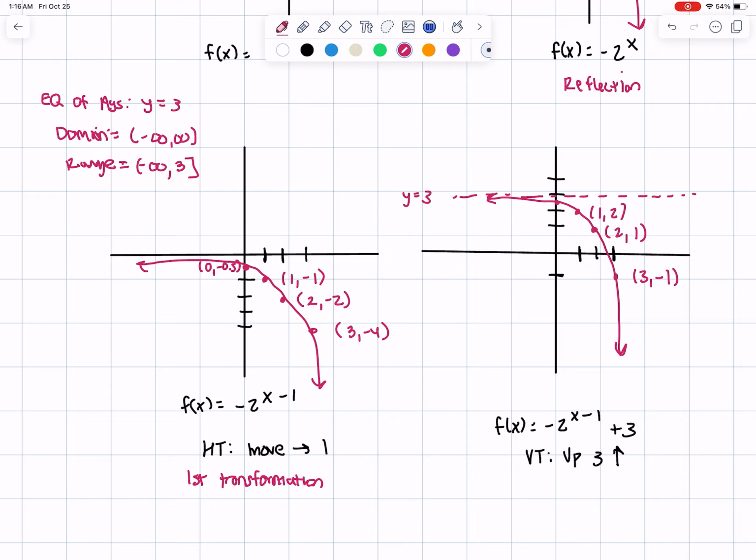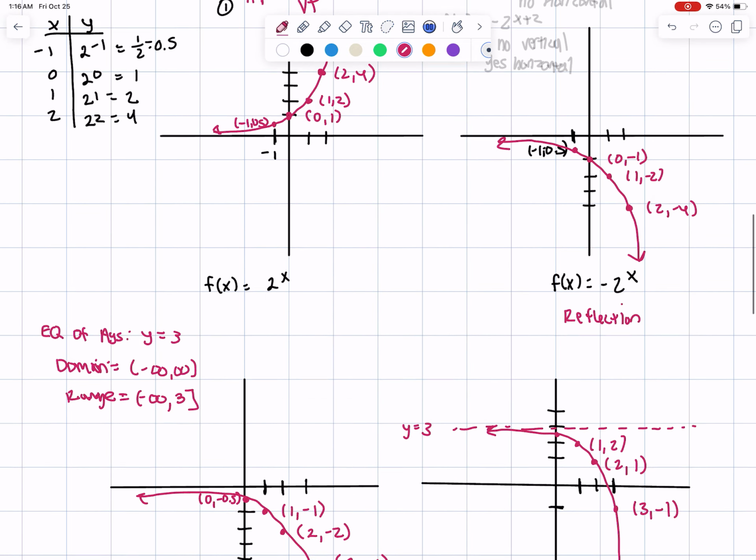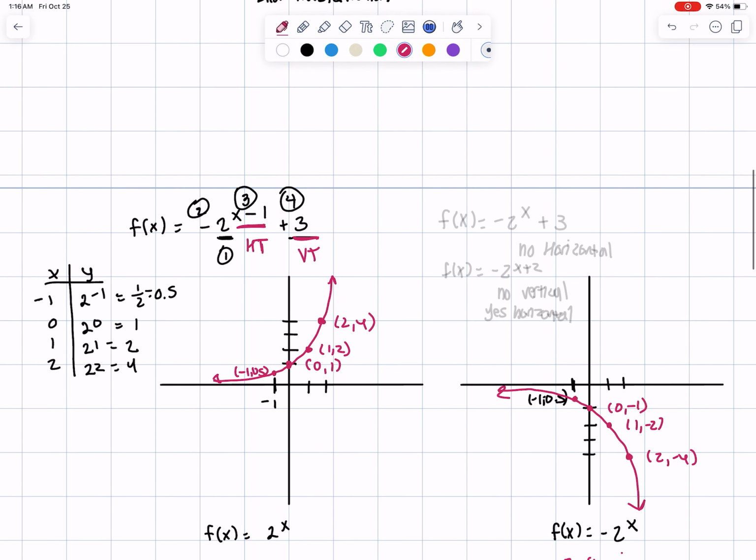Now you can have a graph, let's say they don't have a horizontal shift at all. So let's say if it was -2x plus 3, then you would just do your initial function, the toolkit function, you would do the reflection, and then the vertical transformation. You wouldn't have a horizontal shift. So for example, if it was like this, you would not have a horizontal shift. So no horizontal.